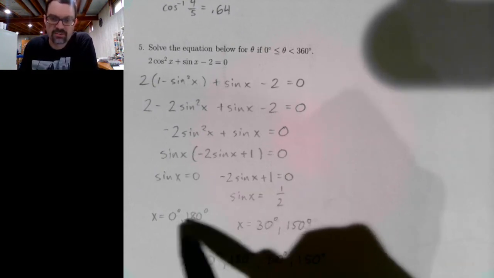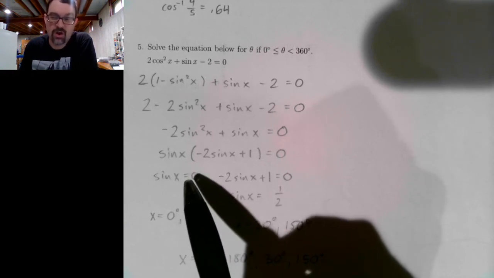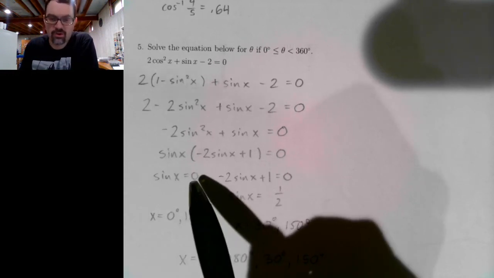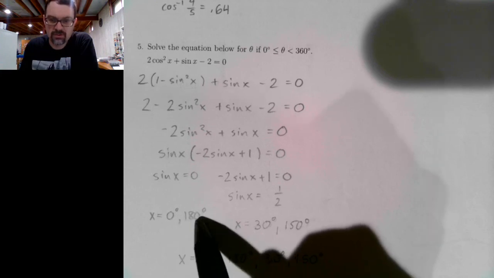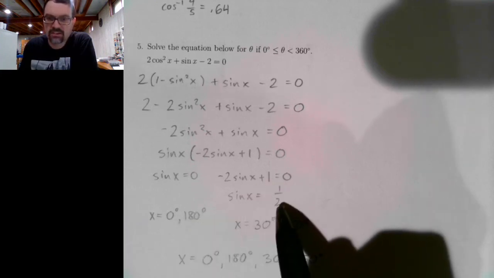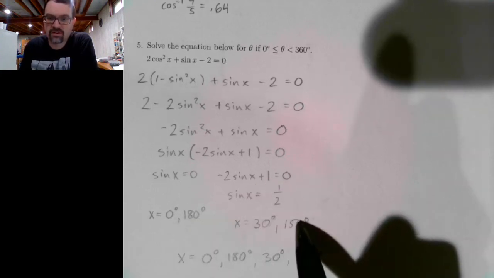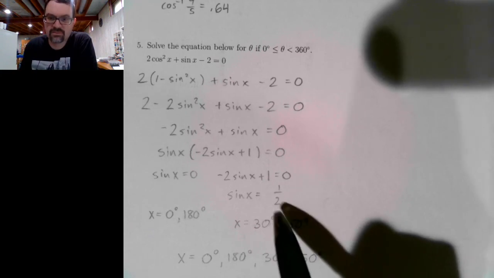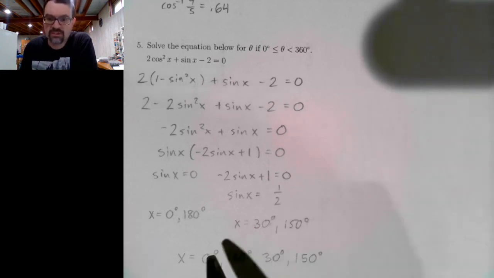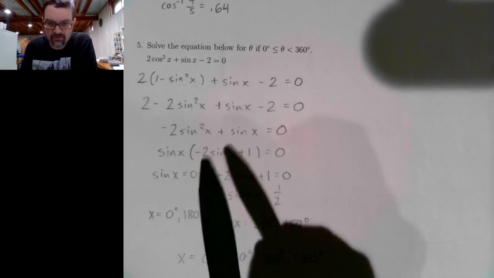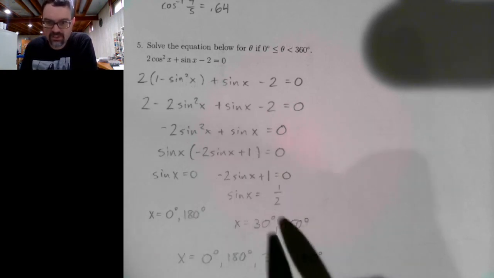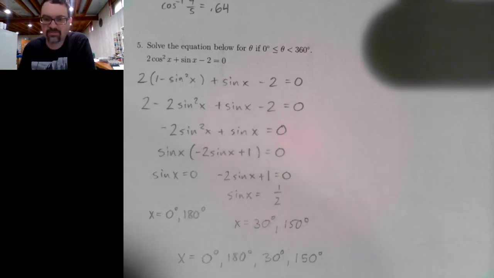Sine is 0 at 0 and 180. Remember, sine is the y-coordinate. Y-coordinate on the unit circle is 0 at 0 degrees and 180. Sine x equals a half happens at 30 degrees and 150 degrees, quadrants 1 and 2. And then just combine this. So we got the little fork in the road here. Both forks led to solutions, and we just wrap them all up in the end. And that's it.